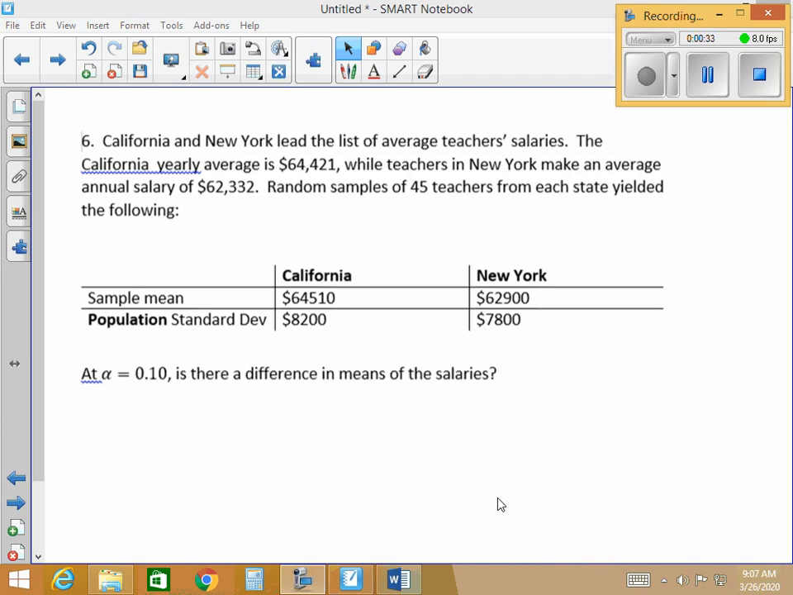So the average teacher salaries in California, the yearly average is $64,000, and in New York they were at 62 something. We took random samples of 45 teachers from each state to get the two sample means given there, and the population standard deviations that were both given there. Understand that up at the beginning they said assume these populations are normally distributed, so we're okay to proceed through in the problem. I'm only worried about an alpha being 0.10 here, and I want to know if there's a difference in the means of these salaries.